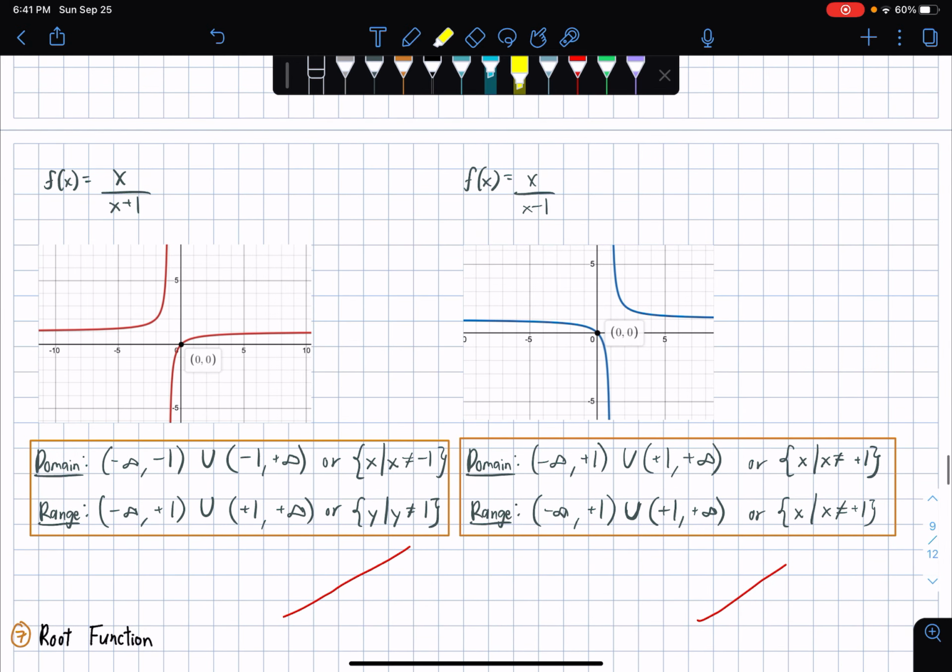So yeah, this is another thing that you have to take note of. If there is also a variable in the numerator of a rational function, the domain is equal to, since this is +1, the domain will be not equal to -1. And for the range, it's +1 for some reason. But yes, that also goes if the denominator is x minus 1, in other words.